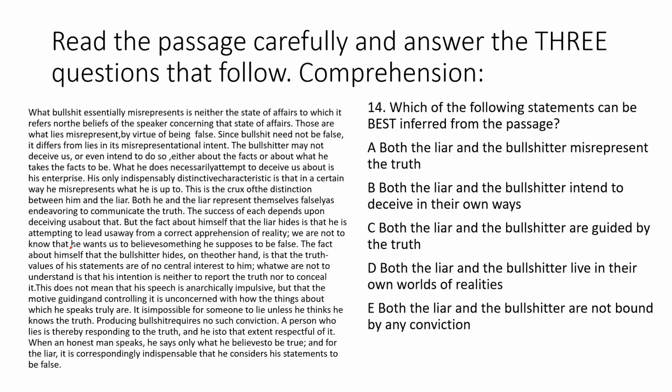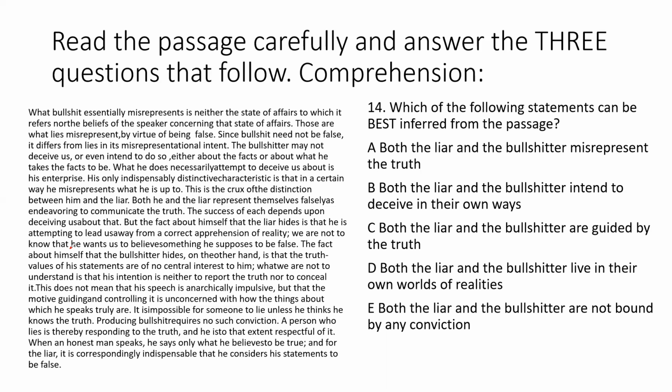The bullshitter may not deceive us or even intend to do so, either about the facts or about what he takes the facts to be. What he does necessarily attempt to deceive us about is his enterprise. His only indispensably distinctive characteristic is that, in a certain way, he misrepresents what he is up to. This is the crux of the distinction between him and the liar. Both he and the liar represent themselves falsely as endeavoring to communicate the truth. The success of each depends upon deceiving us about that.